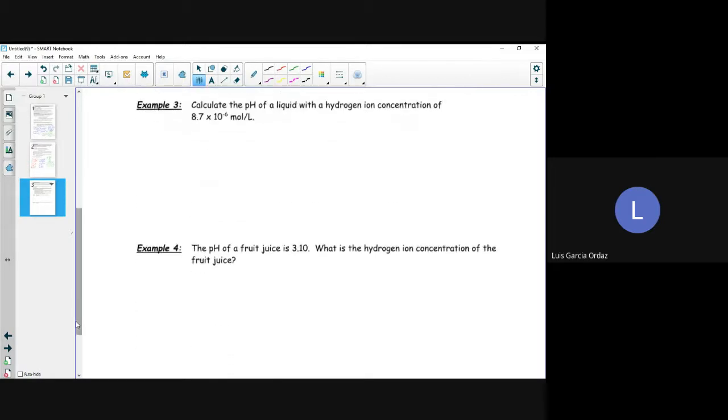So example three, we want to calculate the pH of a liquid with a hydrogen ion concentration of 8.7 times 10 to the negative 6 moles per liter. So we have our formula, pH is equal to negative log of the hydrogen ion concentration, which is equal to negative log of (8.7 × 10⁻⁶). And if someone does that on their calculator, what is negative log of 8.7 × 10⁻⁶?